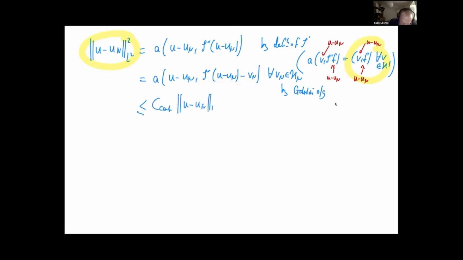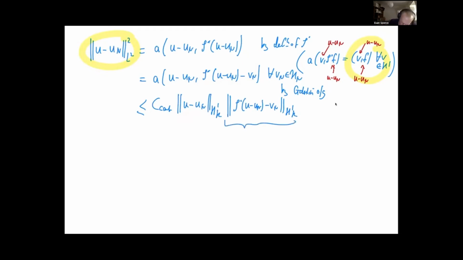Now I use continuity to get C cont times the H1k norm of u minus un, because I want to bound this L2 norm of the error by the H1 norm of the error. One way I can get the H1 norm on the right-hand side is to use continuity. And then I have the H1k norm of S star (u minus un) minus vn.